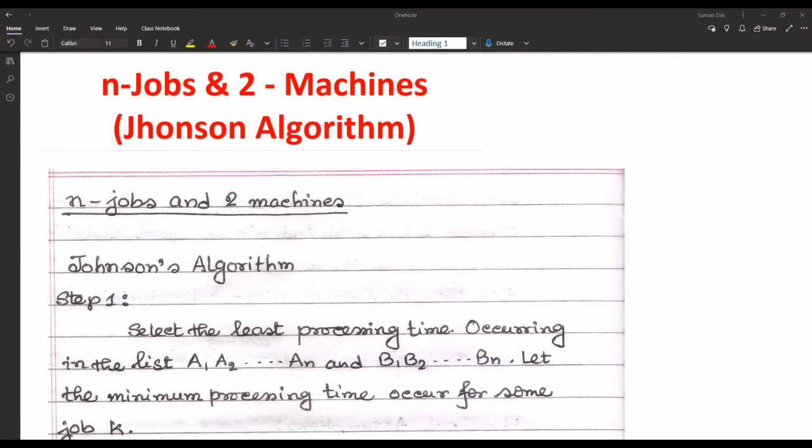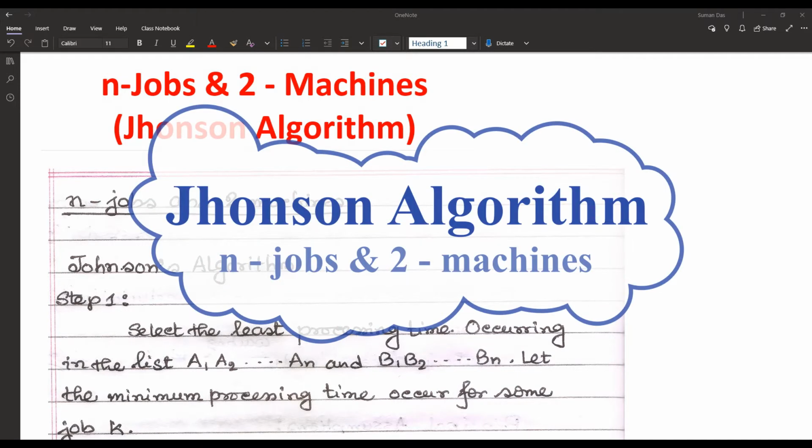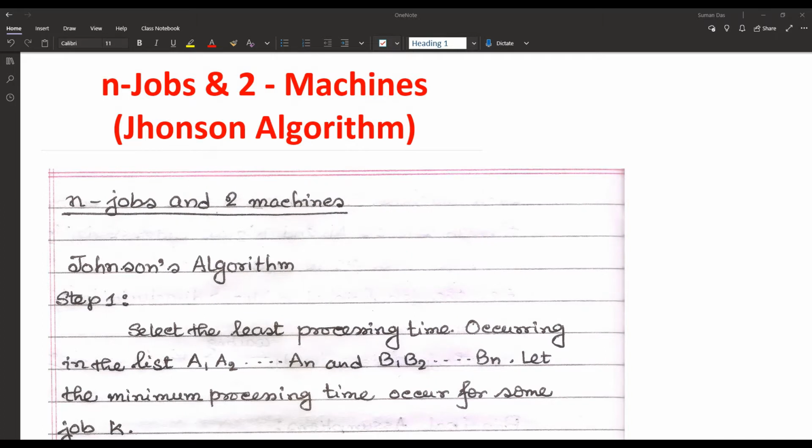Hello friends, today our topic is the first case of the job sequencing problem. That means n number of jobs and 2 machines. And for that particular problem, we use the Johnson algorithm. So let's check what the Johnson algorithm steps are saying.